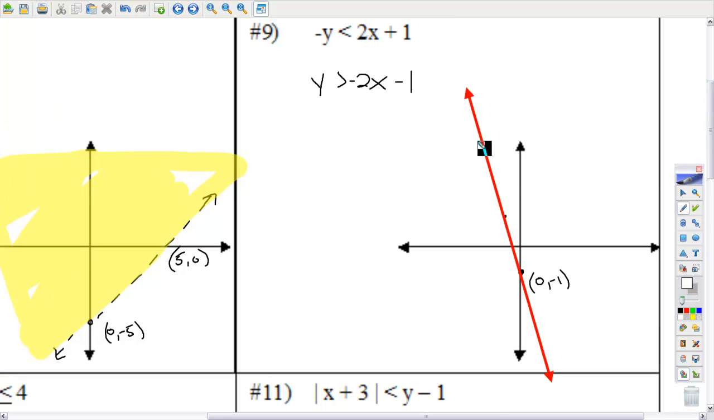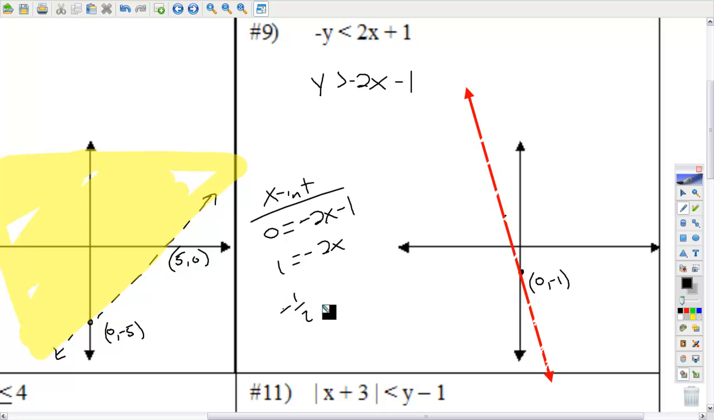It says y is greater than, so it's dashed. X-intercept, put 0 in for y into the boundary. So I get an x-intercept of -1/2.